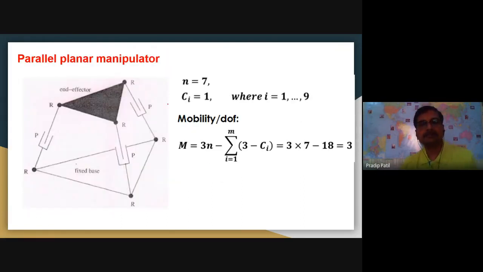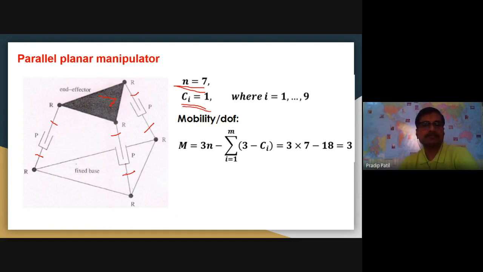This is another example of a parallel manipulator, a planar manipulator. So in that case, we can see here the number of links, number of joints. So let us find the number of links here. So 1, 2, 3, 4, 5, 6. So I just mark like this: 1, 2, 3, 4, 5, 6, and 7. So there are 7 links.